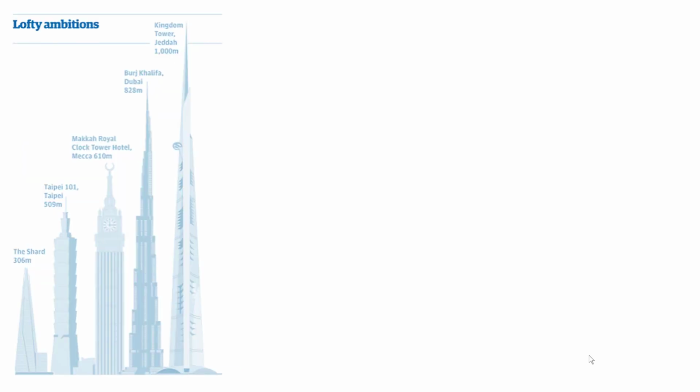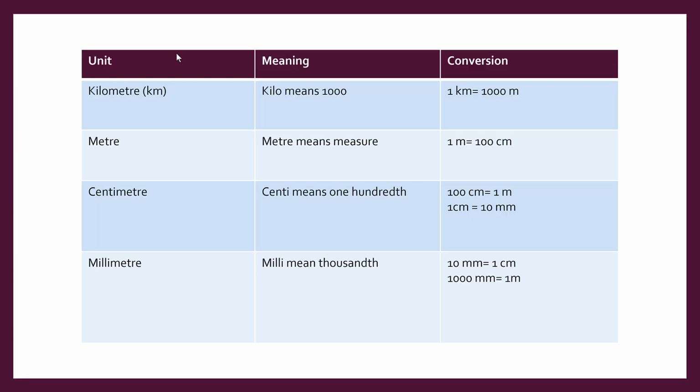The kilometer. Well, we measured these in meters, but if you look at the Kingdom Tower in Jeddah, it's 1,000 meters, which means it is 1 kilometer. 1 kilometer is about the same as 10 football fields or a 10-minute walk or the Kingdom Tower in Jeddah. Remember, kilometer, kilo means 1,000, 1 kilometer equals 1,000 meters.